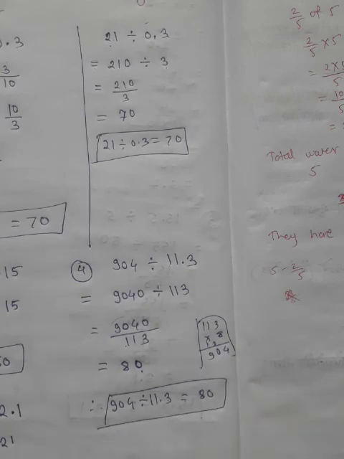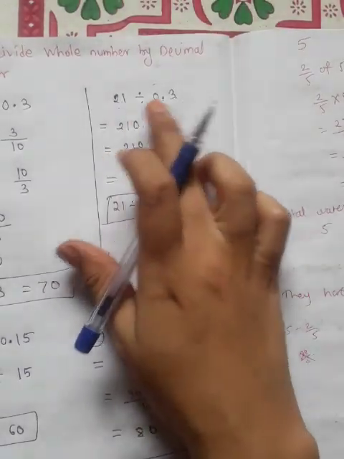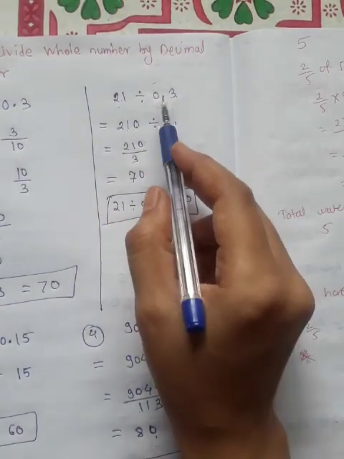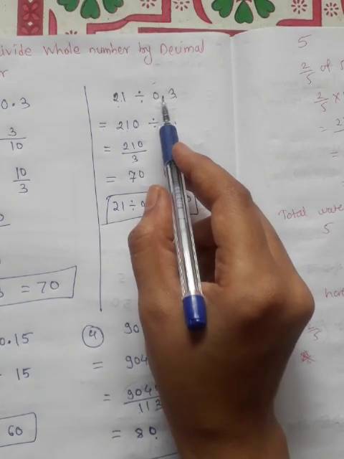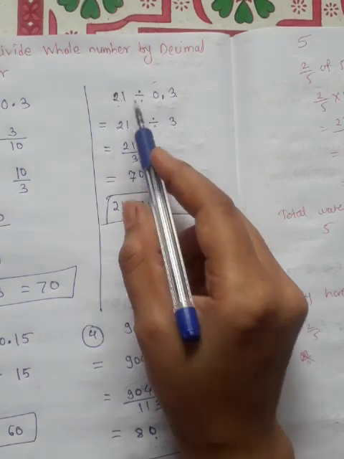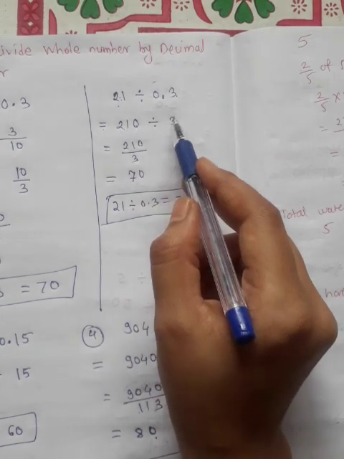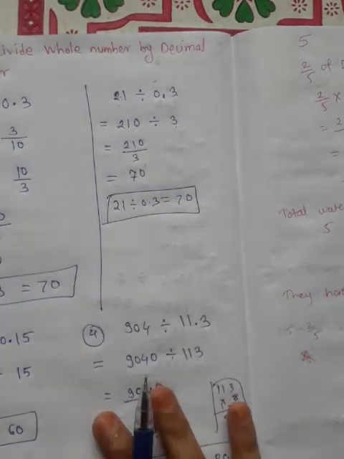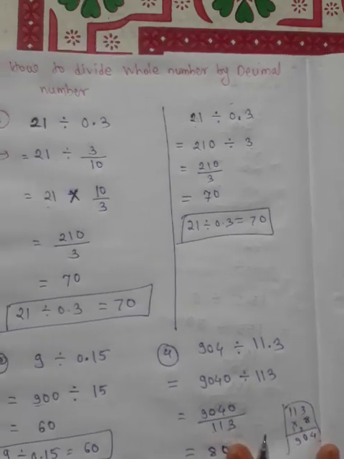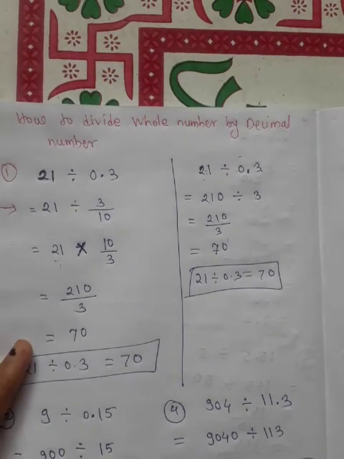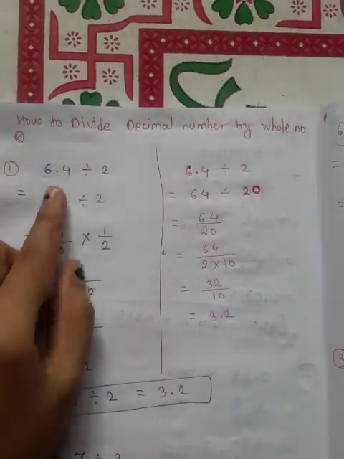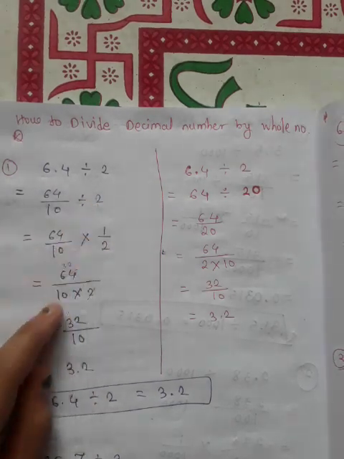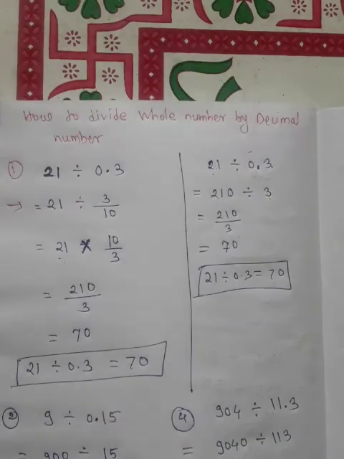So to divide a whole number by a decimal number, count the digits after the decimal point, put that many zeros in the dividend, remove the decimal point and just divide it. So you can easily divide any whole number by a decimal number, and any decimal number by a whole number.